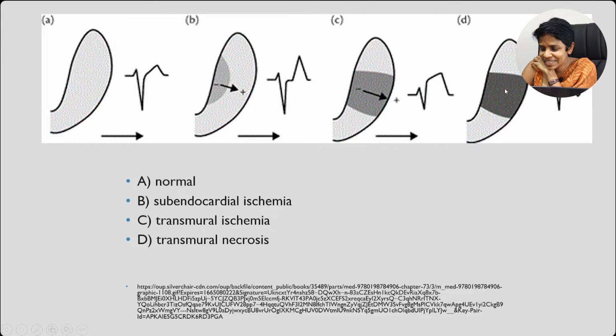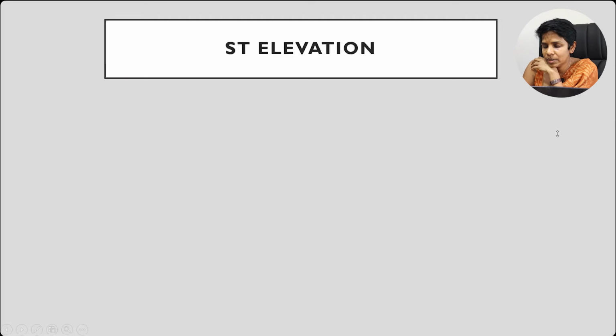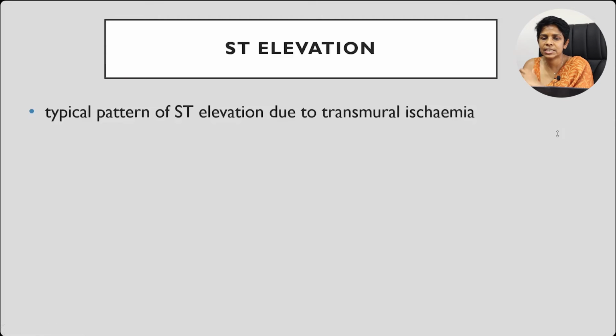And then when the necrosis sets in, if we don't open up the artery, then you get deep symmetrical T inversions. That is the normal evolution of the ST segment and T waves during ST elevation MI.